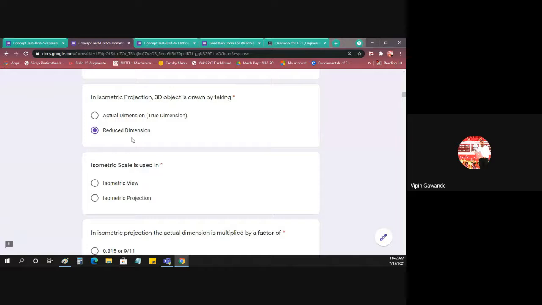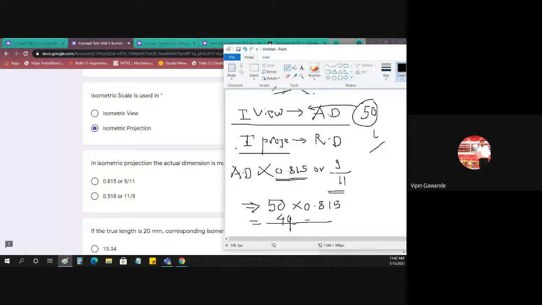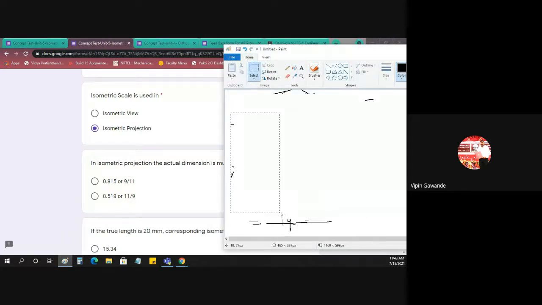The reduced dimension. Now, in which drawings do we use the isometric scale? We don't require the isometric scale in isometric view, but we require this scale in isometric projection. So how is the isometric scale drawn?